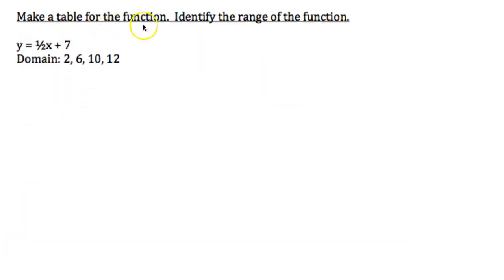Make a table for the function. Identify the range of the function. So this is an equation, y equals 1/2 x plus 7. That's also the rule. And they gave you the domain. All right, so we need to find the range and make a table. So we make a table. We've got x and y.